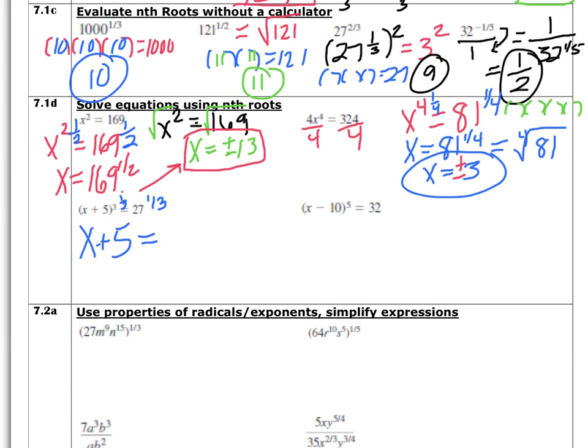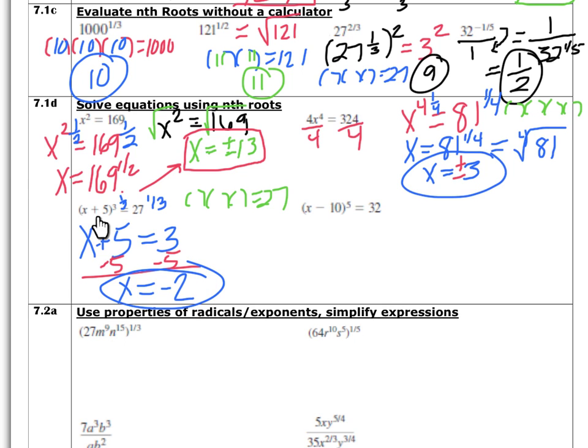27 to the 1/3 power, again, means what number times itself 3 times gives me 27. The answer here is 3. Now we can wrap this up. To get plus 5 by itself, we're just going to subtract the 5. When you subtract 5, you're going to get x is negative 2. So if we put negative 2 back into here, negative 2 plus 5 is 3. 3 cubed is 27. Again, be careful, it's not plus or minus. You'll get a completely different answer if you do plus 2. It's because the power is odd. There's only one unique answer.